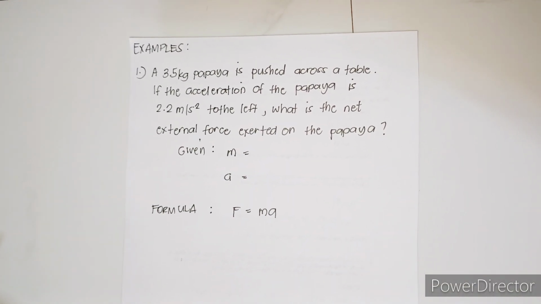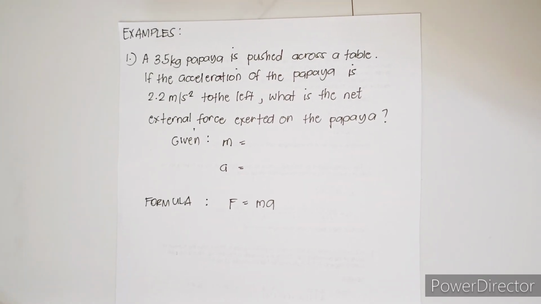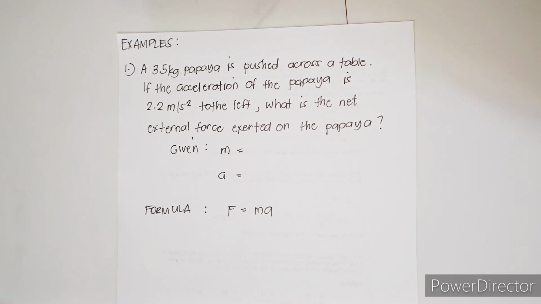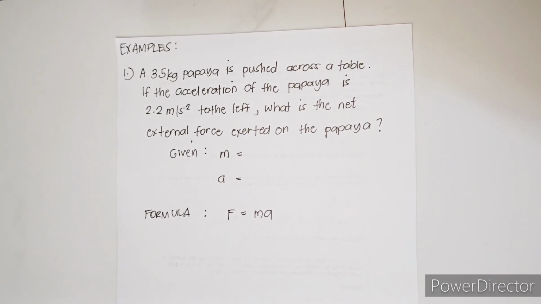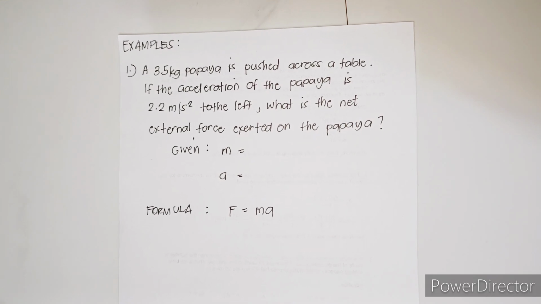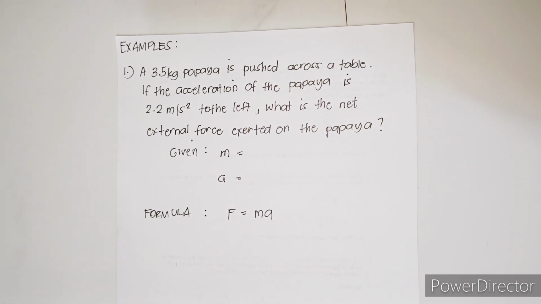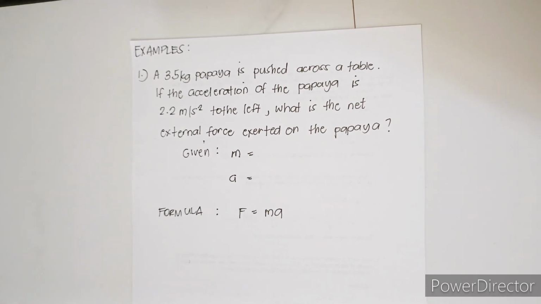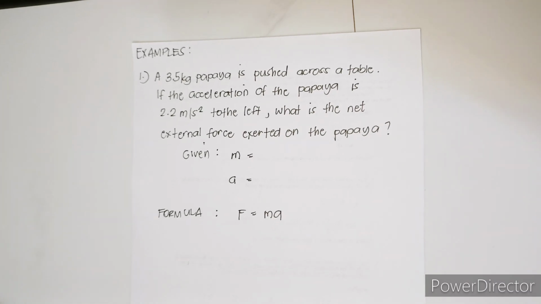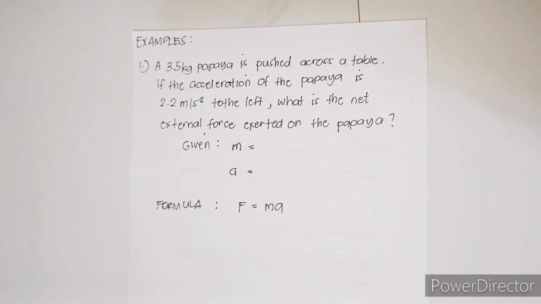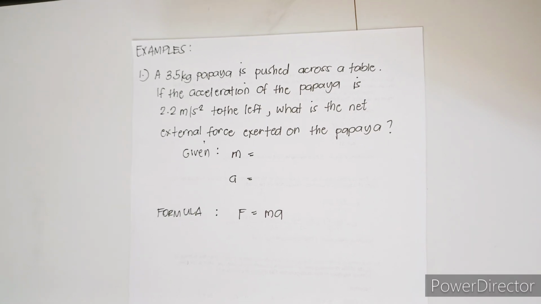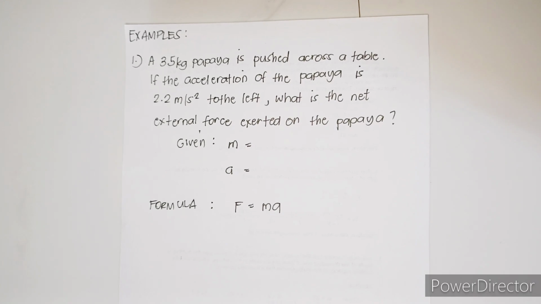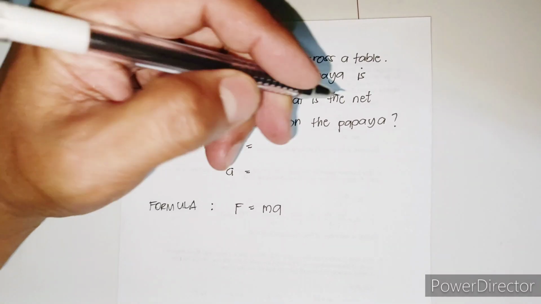Para mas lalo nating maintindihan, let us now proceed with our examples. Okay, let's have our first example for Module 7. Sabi niya dito, a 3.5 kilogram papaya is pushed across a table. If acceleration of the papaya is 2.2 meter per squared second to the left, what is the net external force exerted on the papaya? Alam naman natin mga anak na if we are dealing with force, that is always equal to MA, mass times acceleration.